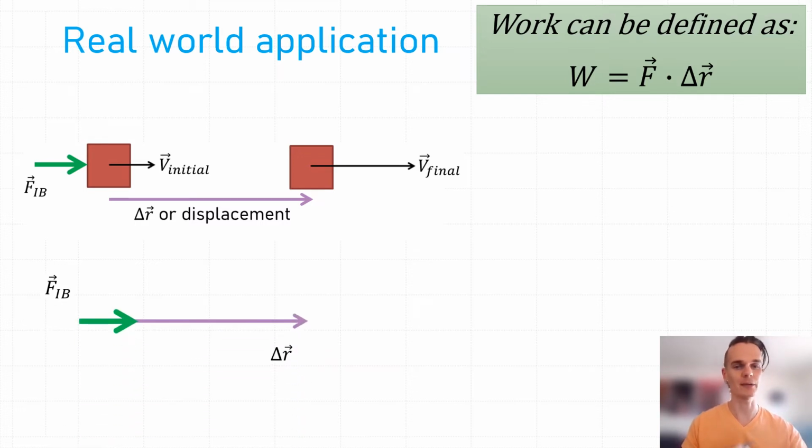The first step in doing the dot product between two vectors is identifying the smallest angle between those vectors when they're placed tail to tail.